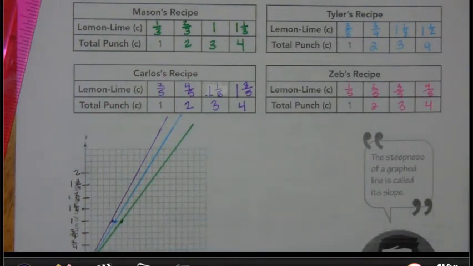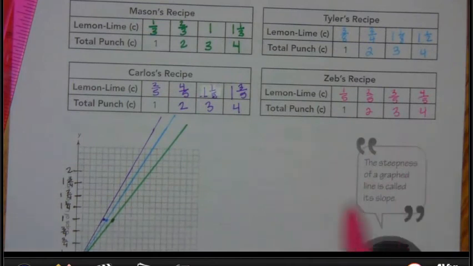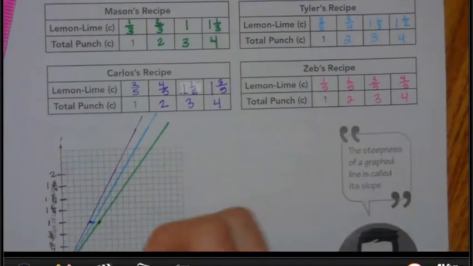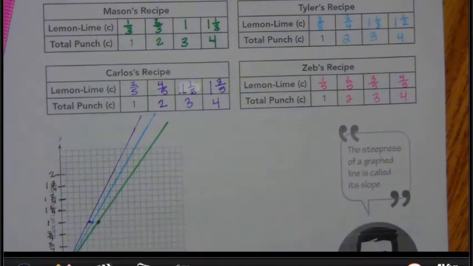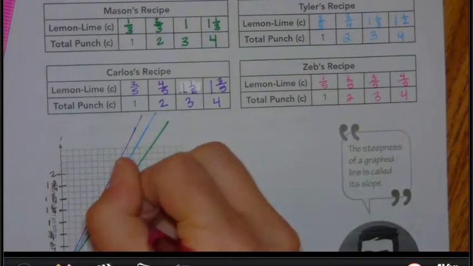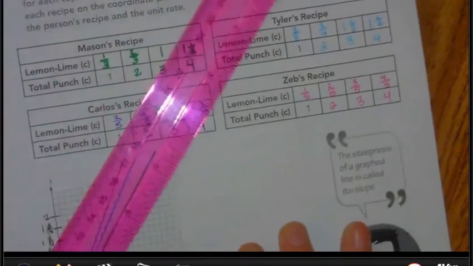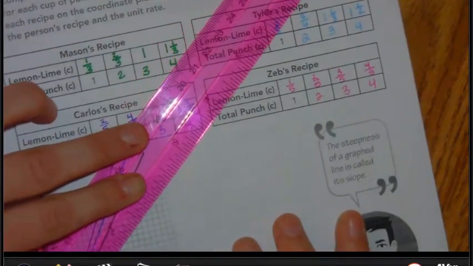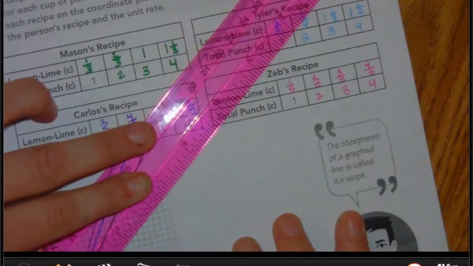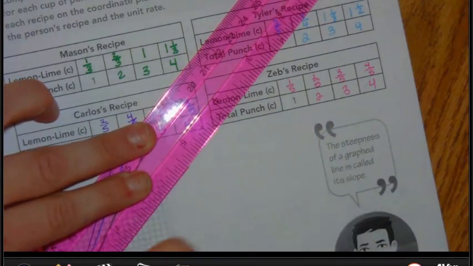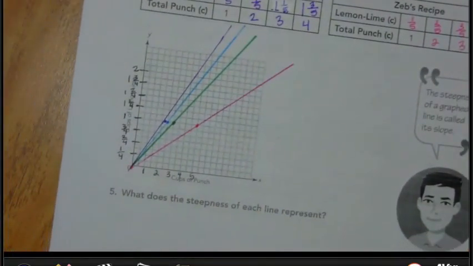And then our very last one, our pink one for Zeb. So it looks like I would have to have 5 cups of punch for Zeb. So I'm going to add 1 more here for 5. For 5 cups of punch for Zeb total to get 1 full cup of lemon lime, here's my graph for Zeb. Okay, there's my graph for Zeb.